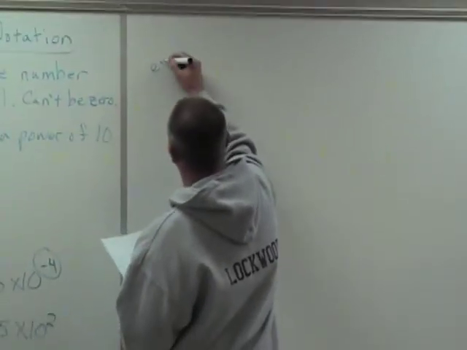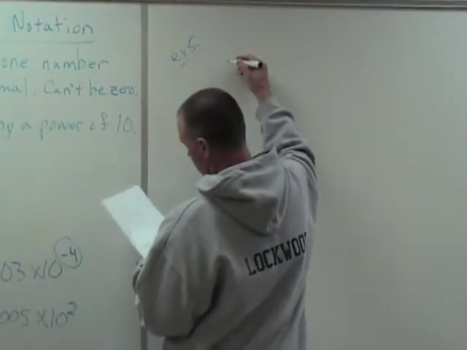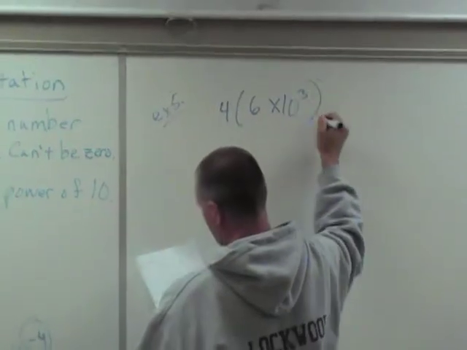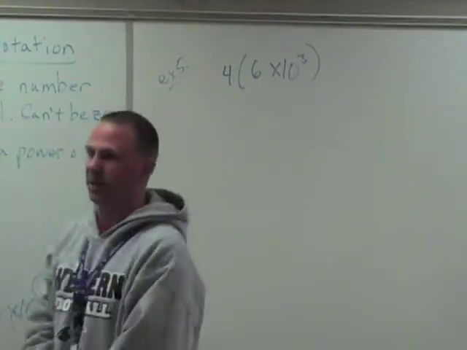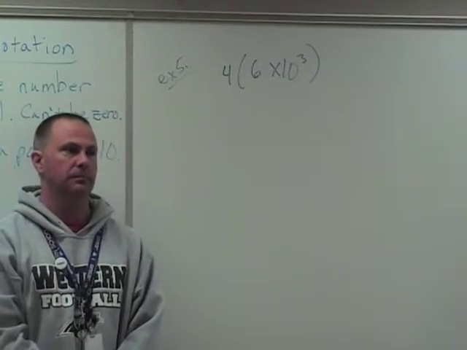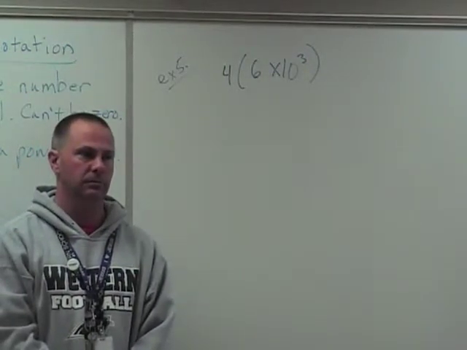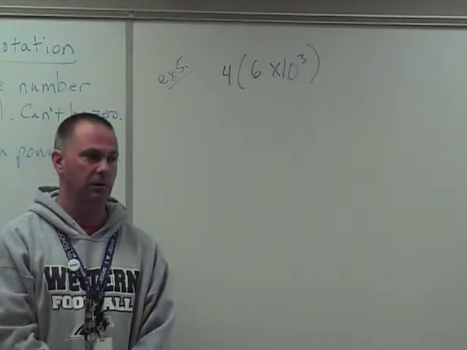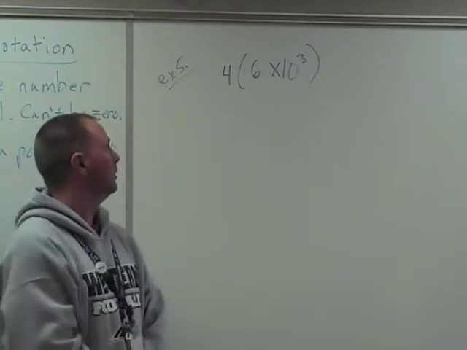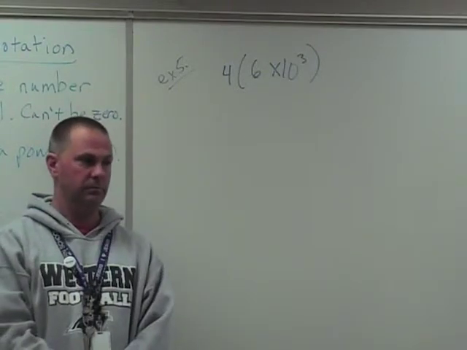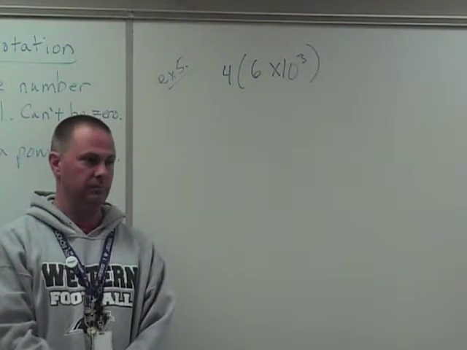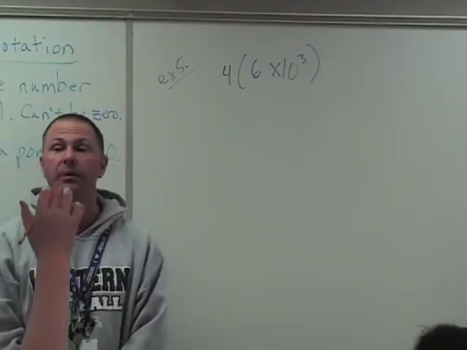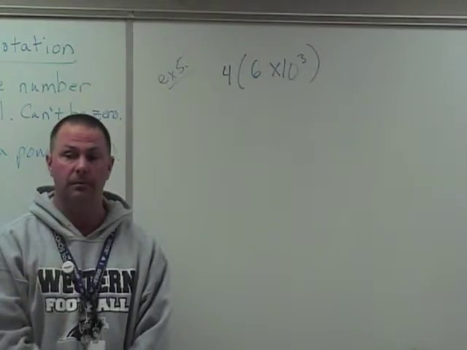Example 5. 4 times 6 times 10 to the 3rd, multiplying. Yes. I think I know how to do this. Okay, how to do it? You do 10 times 10 times 10 times 3 times 3 times 3. No. That will work. It will work, but I don't want you to do that. Yeah. Do the scientific notation.